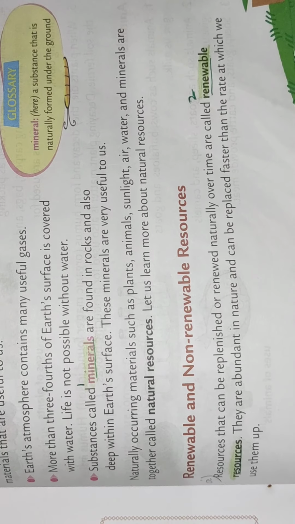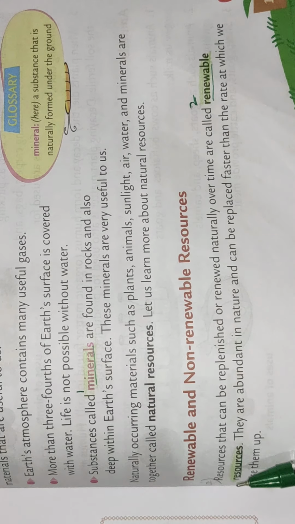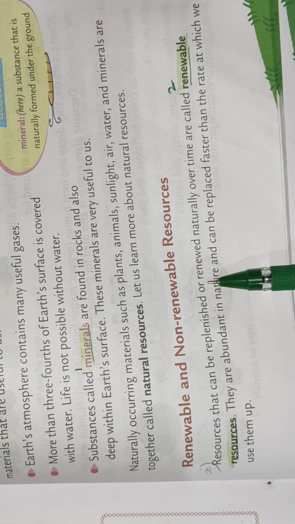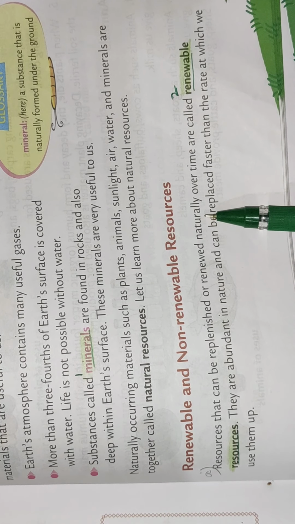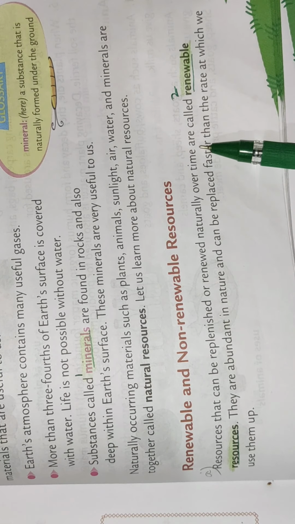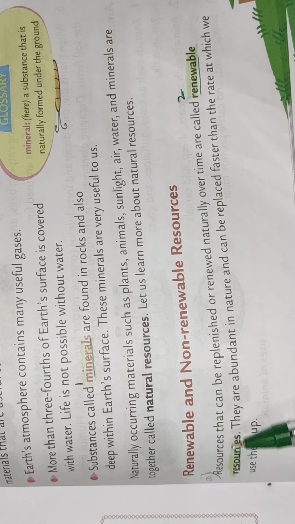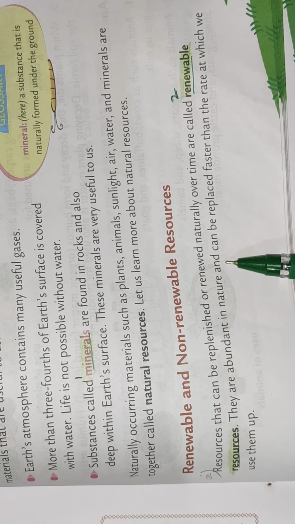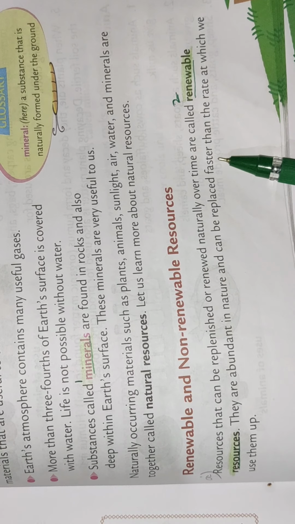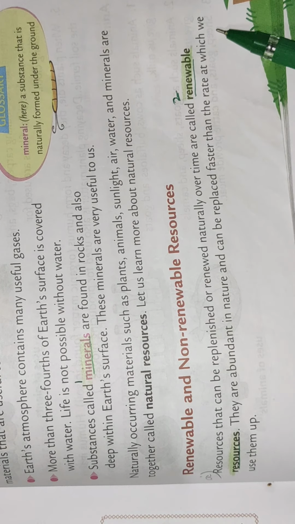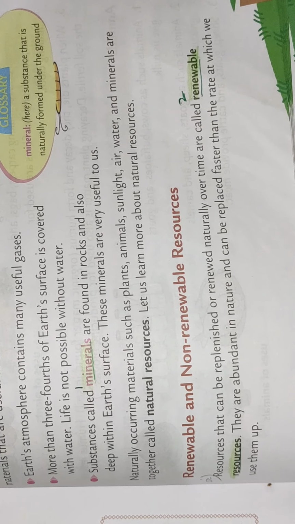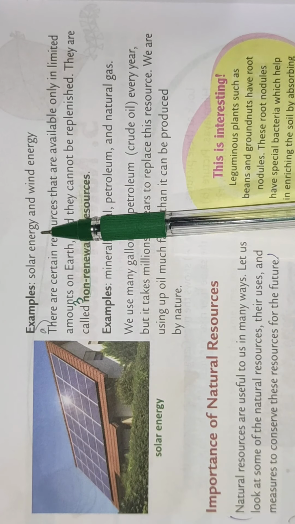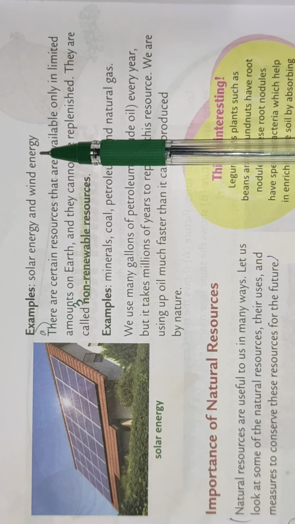Renewable and non-renewable resources. Resources that can be replenished or renewed naturally over time are called renewable resources. They are abundant in nature and can be replaced faster than the rate at which we use them up. Examples: solar energy and wind energy.